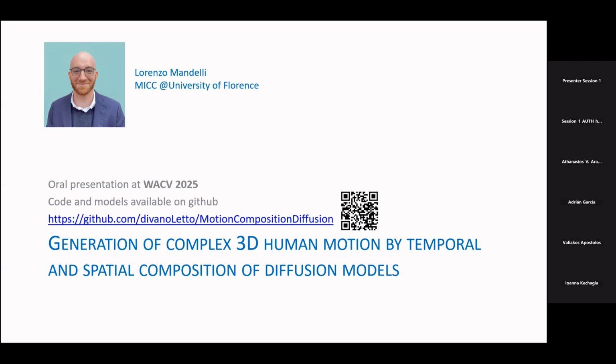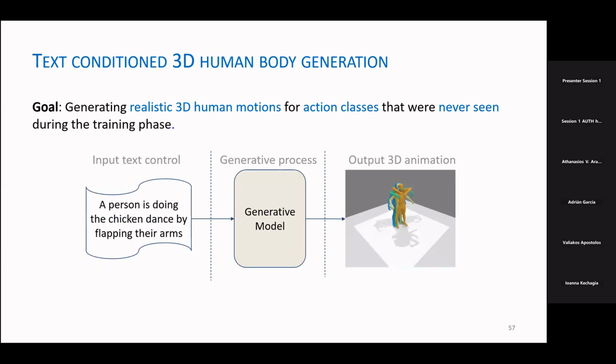In this case, it is a different problem. We want to generate again something, but in this case we want to generate human motion starting from a textual description. So we would like to generate a person that performs some complex action just from a textual prompt. And so this is the idea. We have this input text, the generative model, and the output animation.